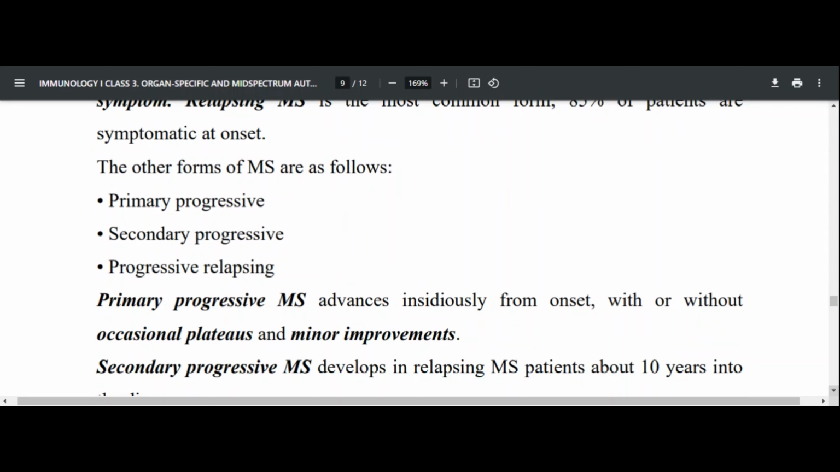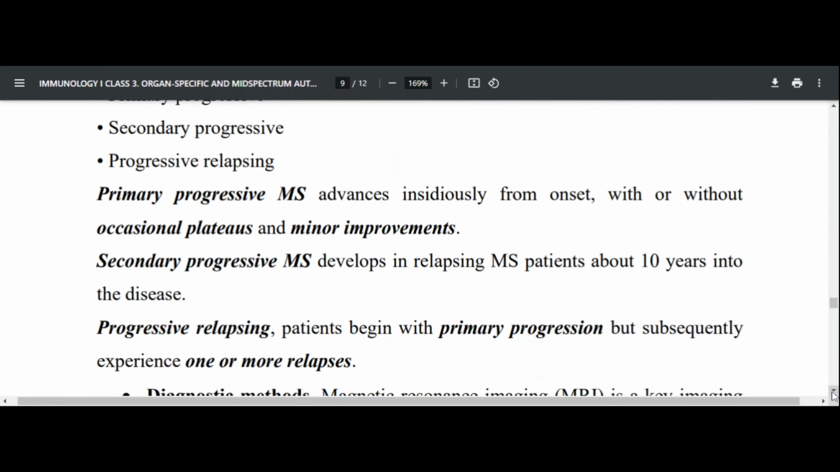Whereas secondary progressive means it is a relapse of disease that has been there for many years. Then there will be a secondary relapse later. That's what we call secondary progressive. But progressive relapsing is what is occurring, with relapse and improvement and relapse, which is a repetitive process. So that's what you call progressive relapsing multiple sclerosis.